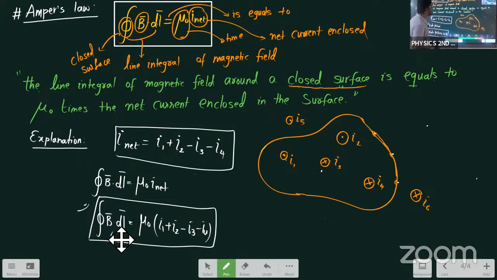Let us see one application of Ampere's law. Application of Ampere's law. This application is very important for your main examination, annual examination.